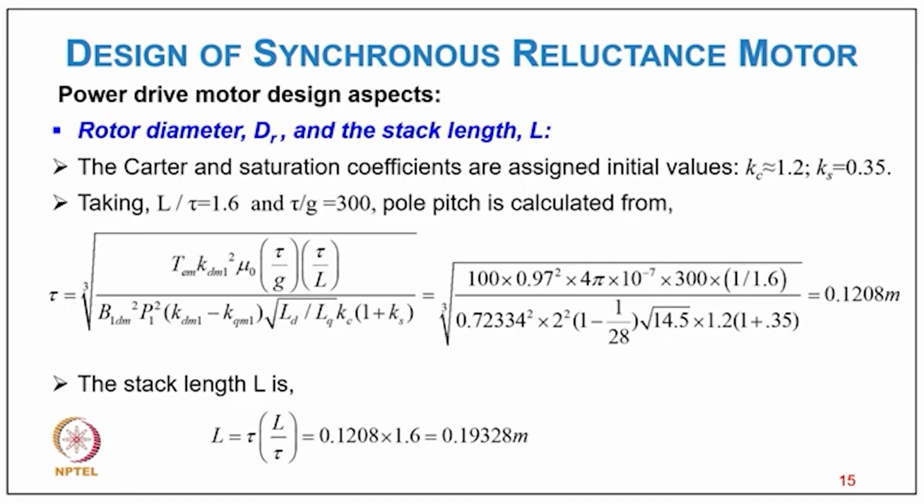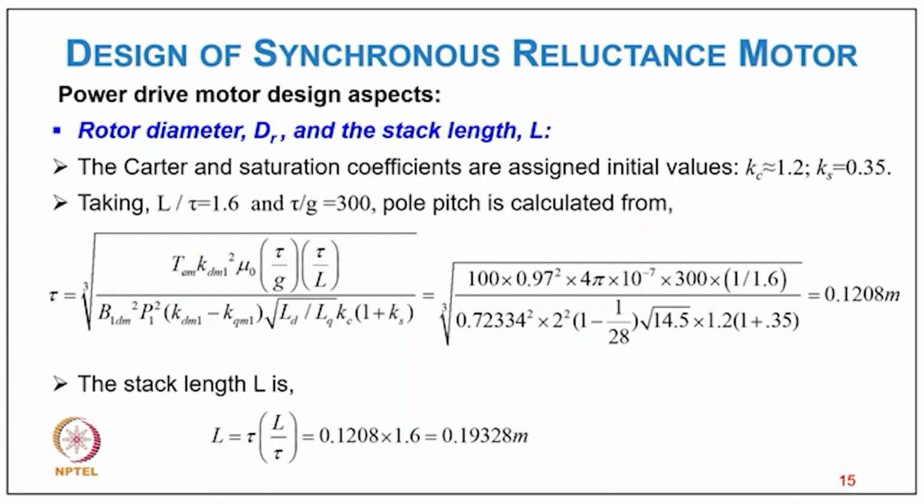So now the Carter and saturation coefficients are assumed. The value Kc is equal to 1.2 and Ks is equal to 0.35. So taking L upon tau equal to 1.6 and tau upon g equal to 300, the pole pitch is calculated from the relation tau equals cube root of TM KDM1 square mu 0 tau upon g into tau upon L, divided by BD1 square P1 square KDM1 minus KQM under root LD upon LQ into Kc in bracket Kc plus 1 S. Putting in the values, it comes to 0.1208 meter.